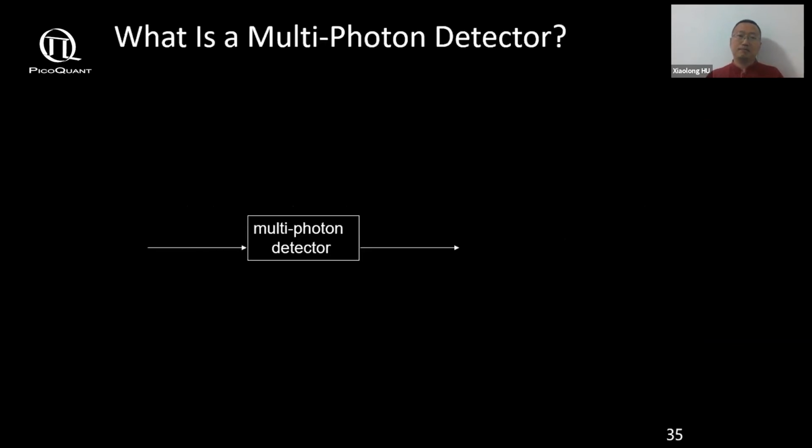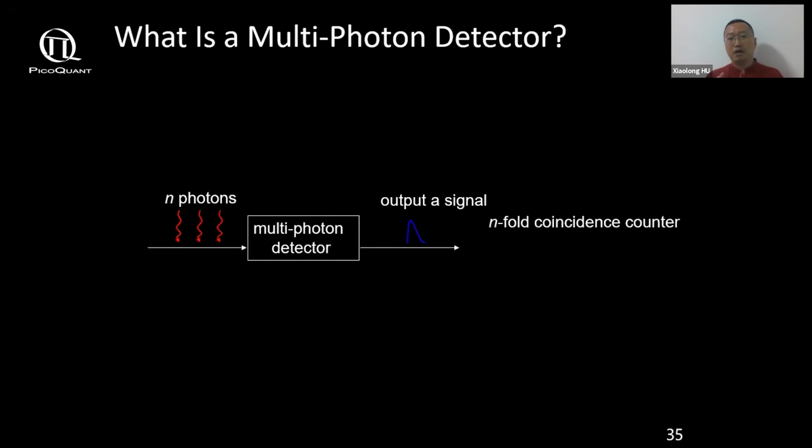So what is the multi-photon detector? It's such a device: if the input is n photons and it outputs a signal, then it behaves as an n-fold coincidence counter. If the output number n tells us the photon number, it is a photon number resolving detector. So multi-photon detectors include those two types.